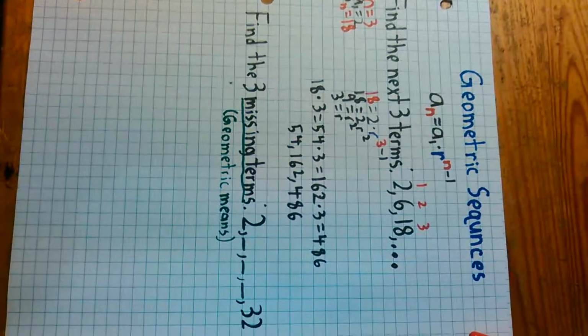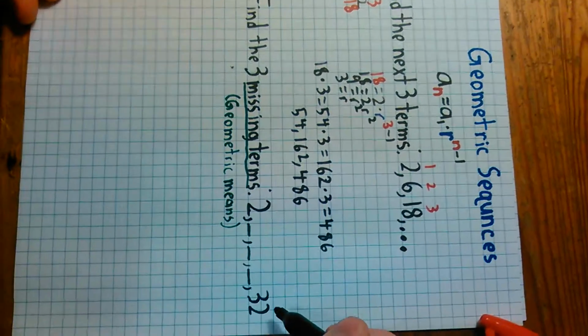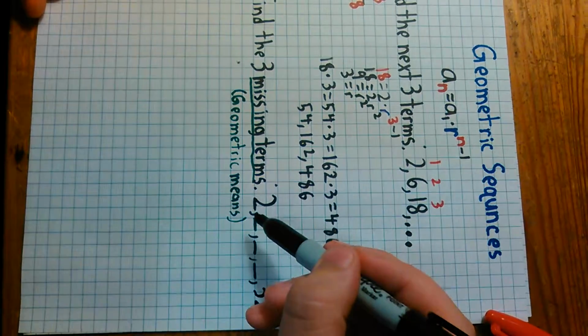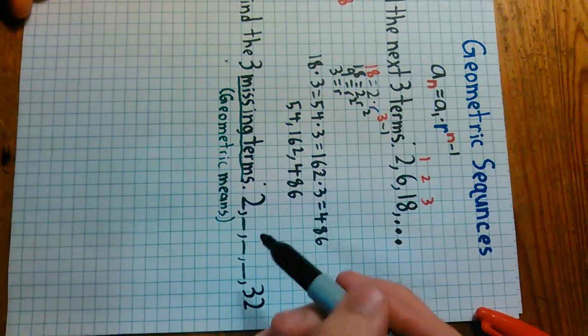Now we'll move on to this other example here. Find the three missing terms in this series, 2, blank, blank, blank, 32. So now these missing terms are also called geometric means. So if a problem is asking you to find the geometric means, that just means find the missing terms of the sequence.